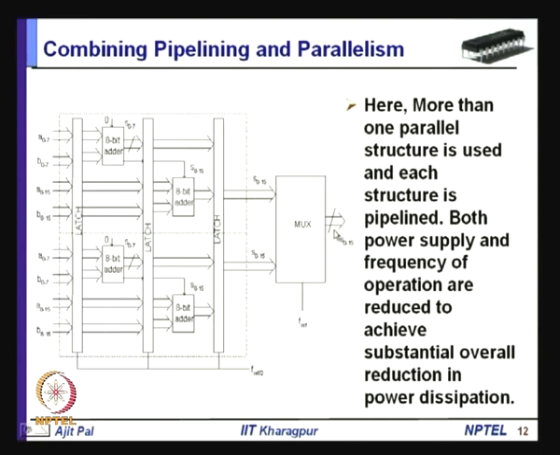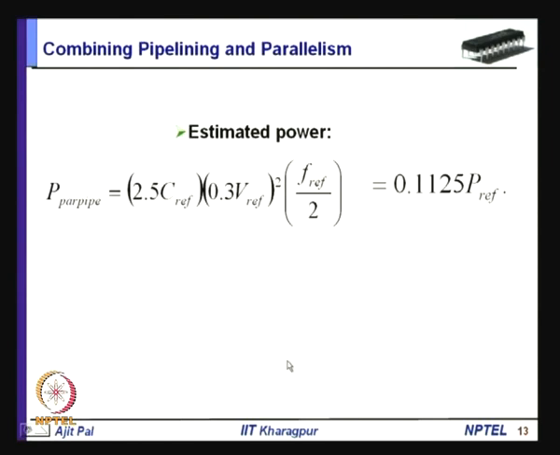So, throughput here will be same as the original circuit. However, this part of the circuit will be operating at a lower voltage and with a lesser speed, because the rate at which data will be inputted will be F reference by 2. Now, let us see what is the estimated power. So, for P pair pipe, that means parallel pipeline implementation, the capacitance is increasing by a factor of 2.5, supply voltage is 30% of the original circuit, and frequency is F reference by 2.